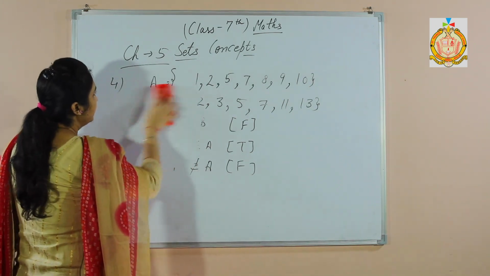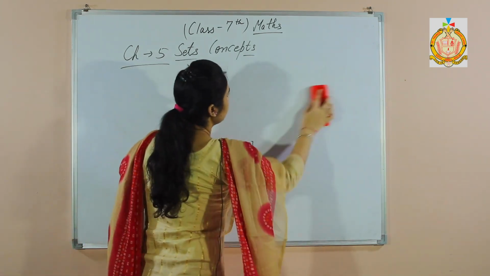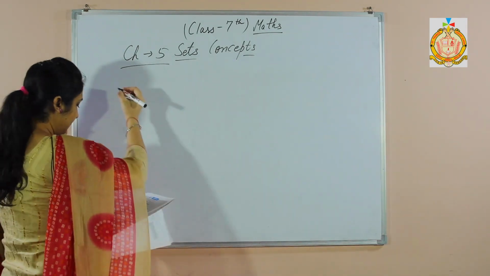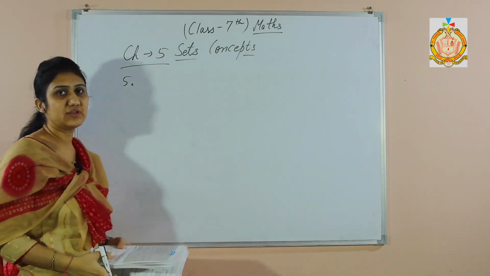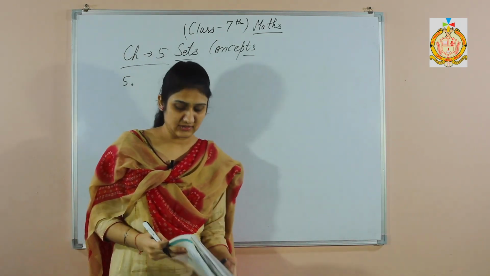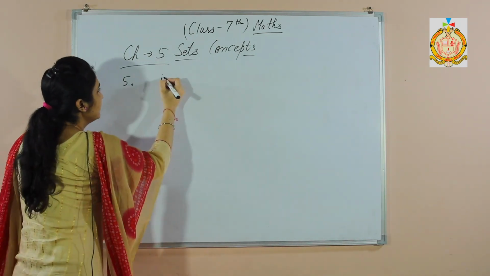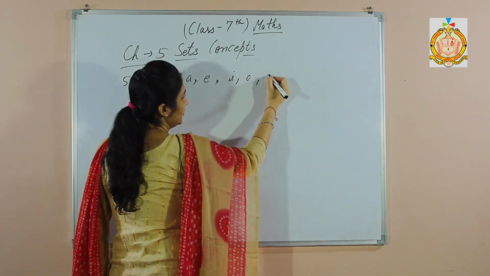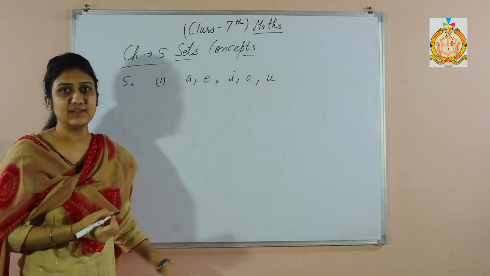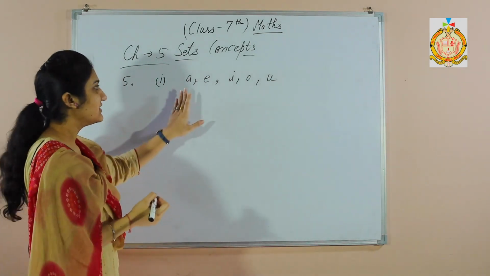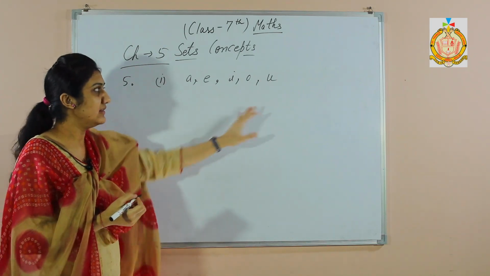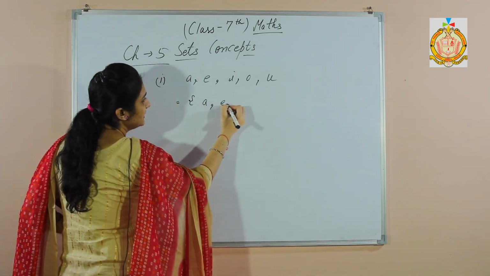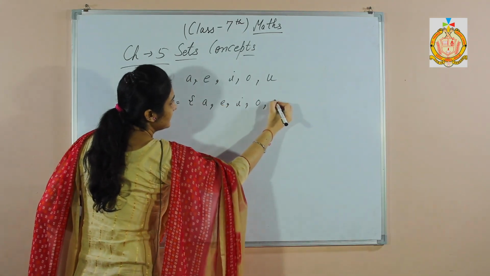And the last part: write the sets whose elements are given. Now we are given the elements, we have to write the set. First one is a, e, i, o, u. We can write it in set notation. Around these elements just put curly brackets and you will get the answer.